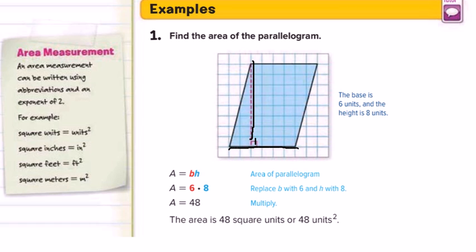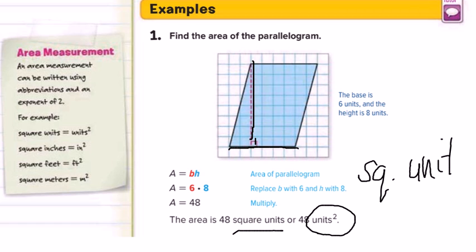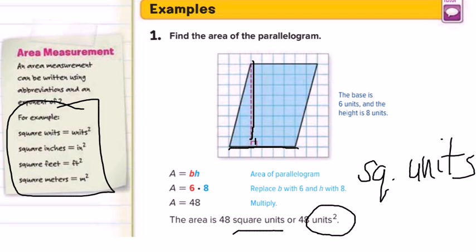So here you can write that as square units, or you can write it as units squared like this, or sometimes people will write it out and abbreviate square and write square units this way. Okay. You can see a bunch of examples over here on the left-hand side. So if it's inches, it'll be inches squared, or if it's square feet, I can write it as feet with the little exponent too. Same thing. So it depends on whatever the unit is.